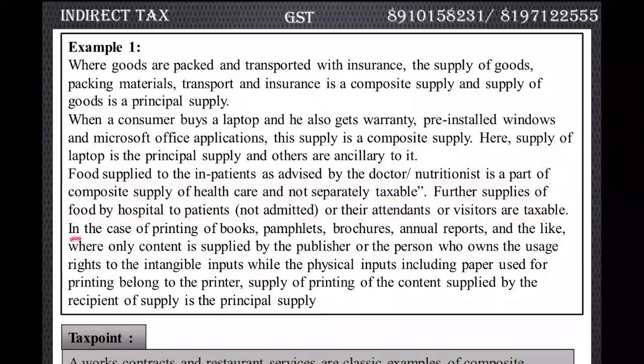In case of printing of books, pamphlets, brochures, annual reports, and the like, where only the content is supplied by the publisher or the person who owns the right to the intangible input, while the physical input, which includes the paper used for the printing, belongs to the printer, the supply of printing of the content supplied by the recipient is the principal supply. That means you are providing the content and someone is printing on his own paper. So it is a composite supply, and here the principal is the input that you are providing. So it will be a supply of services.